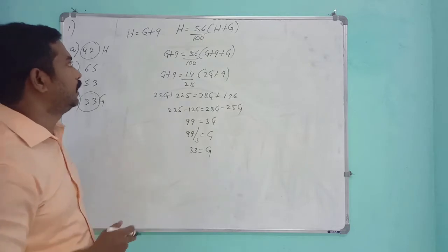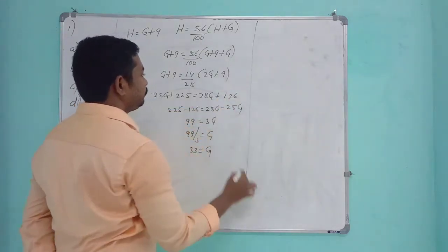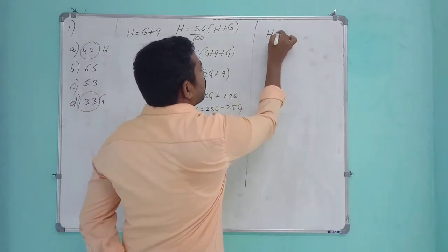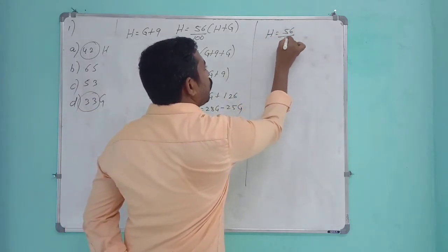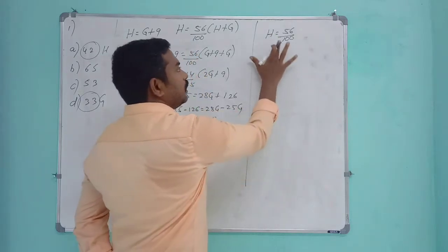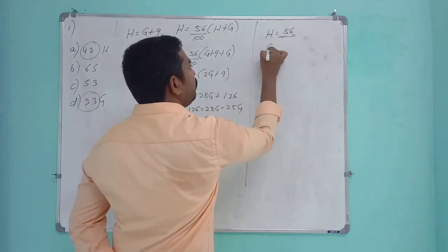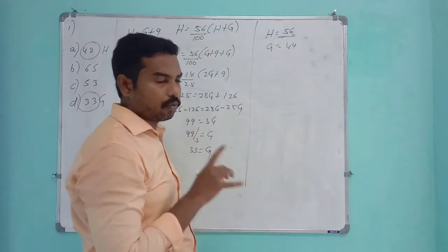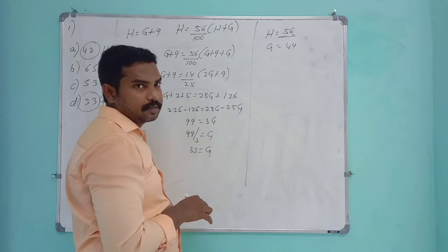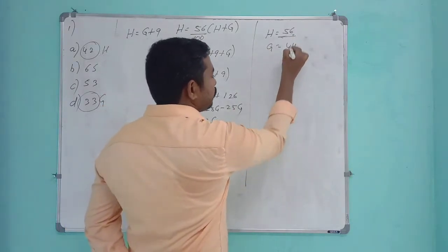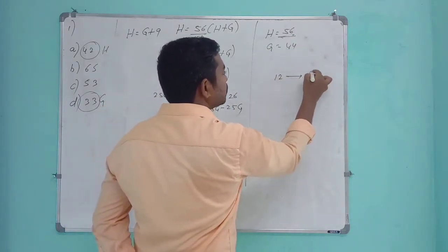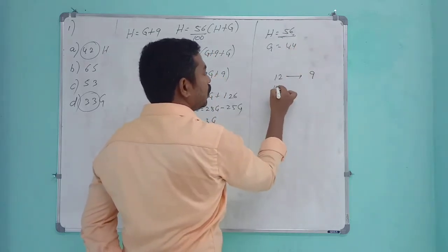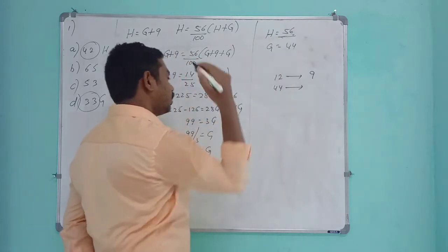Now see the shortcut here. If you want to follow the shortcut, if her history marks are 56% of the total 100, it means that her geography marks would be 44. Right? Percentage of geography would be 44. The difference here, 56 minus 44, is 12 parts. If 12 parts are 9 marks, then what are 44 parts of geography?